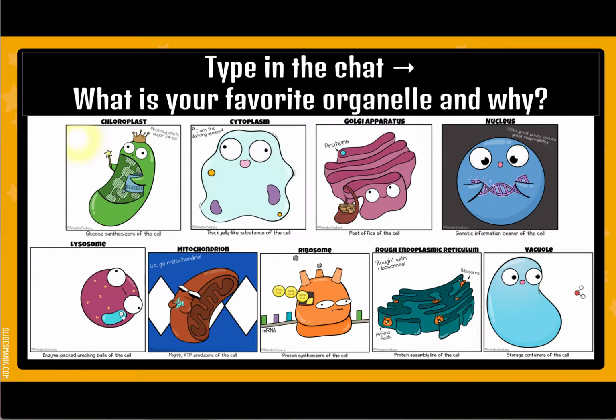Now today the opener question in our class is to name what your favorite organelle is and why. And right here on the screen you will see 9 organelles in the cells including chloroplast, cytoplasm, Golgi apparatus, nucleus, lysosome, mitochondrion, ribosome, rough endoplasmic reticulum, and vacuole.